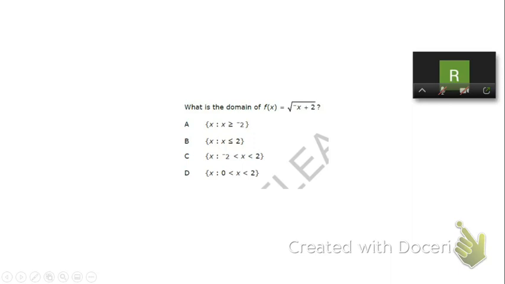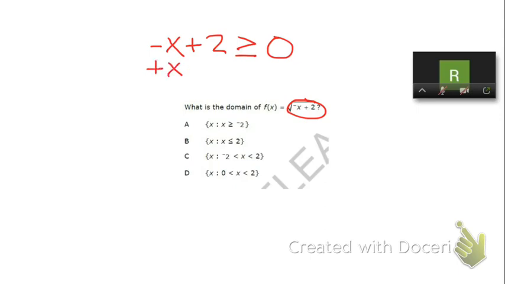Okay, domain. So you can graph this one, but the easiest thing to do is we know that negative x plus 2, whatever's inside a square root has to be greater than or equal to 0. So I'm going to move the x to the other side. That way we don't have to worry about changing any signs. And so once you do that, you find your answer. That easy.